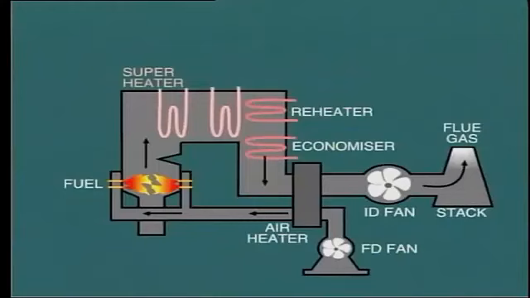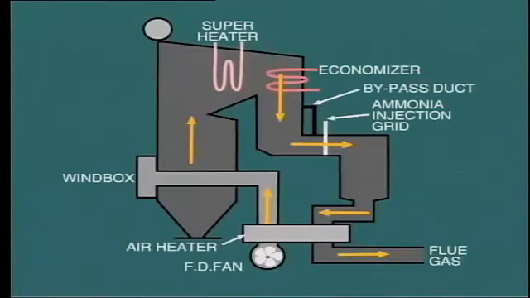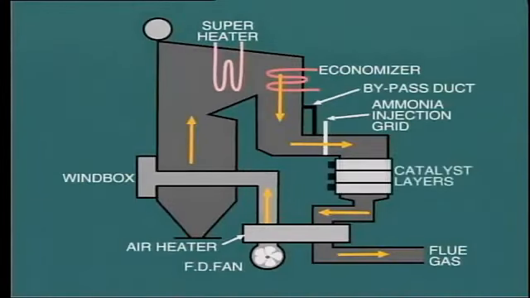Because of the need for high temperatures in order to ensure good reaction, the ammonia injection nozzles must be located in the superheater or reheater zone, an inconvenient location. To overcome this problem, a catalyst reactor may be fitted into the gas stream, usually after the economizer, and this allows the NOx absorption to take place at lower temperatures, say 600 to 750 degrees Fahrenheit, or about 400 degrees Celsius. This system is known as SCR, selective catalytic reduction.